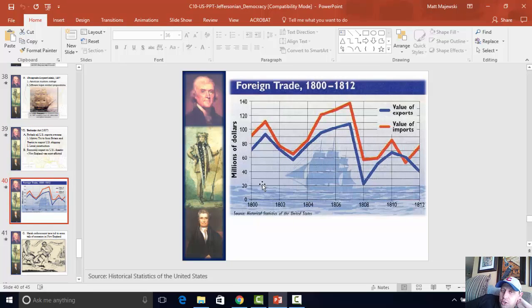This is a great chart here. What it's showing you is, look at our exports, right? Now, imports are what we bring into the country, when we were still importing a lot of goods. Look at the exports, the blue line here. Follow them. They go up, they go down. Look, they're going up here, and then boom. Do you see that drop off right there? From $100 million down to $20 million in exports. We lose almost $100 million in trade in a little less than a year because of the Embargo Act. What a disaster.